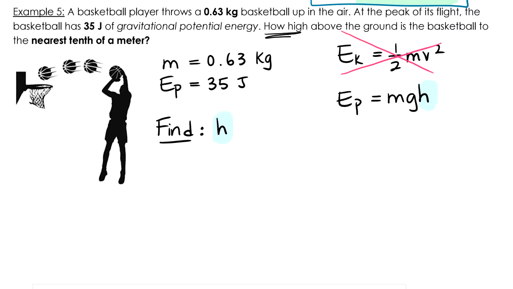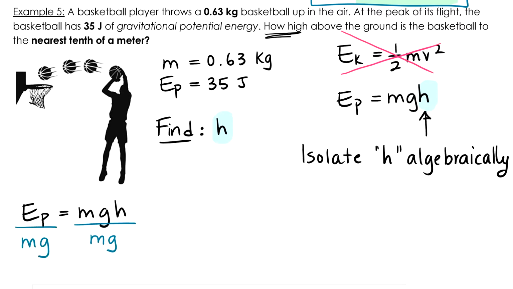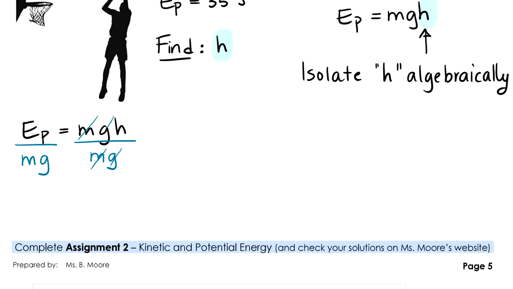Just like in the last two examples that we tried, the variable that we want, h, is not by itself, so we need to isolate h algebraically. EP equals m times g times h. To undo this, we can do it actually in a single step. If we divide each side by m times g, then the m's cancel out and the g's cancel out. So we're left with EP over mg equals h.